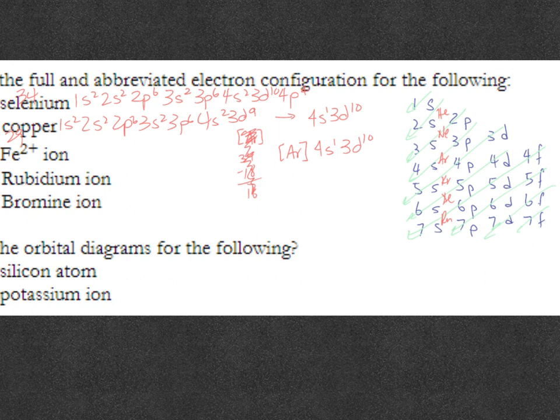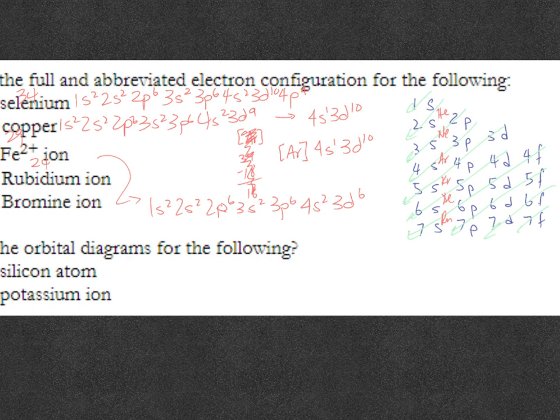Now, for the ions, iron 2 plus, if I do the electron configuration out, iron has 26 electrons, but if it's a +2, it means it then has 24 electrons. If I do out the full electron configuration, I get 1s2, 2s2, 2p6, 3s2, 3p6, 4s2, 3d6.